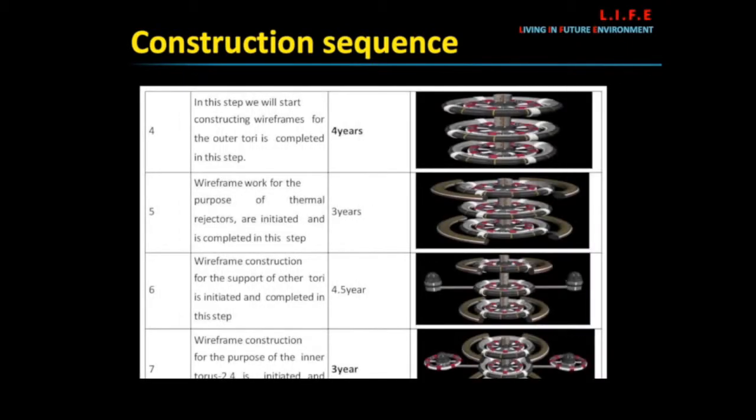Step 4. In this step, we will start constructing wireframes for the outer tori, which is completed in this step. It takes 4 years. Step 5. Wireframe work for the purpose of thermal rejectors is initiated and completed in this step. It takes 3 years. Step 6. Wireframe construction for the support of other tori is initiated and completed in this step. It takes 4.5 years. 7th step. Wireframe construction for the purpose of the inner torus 2 and 4 is initiated and completed in this step. It takes 3 years.